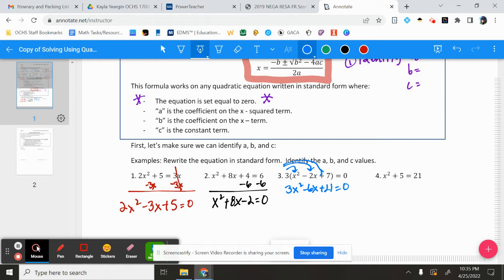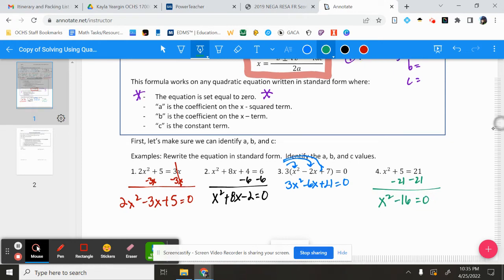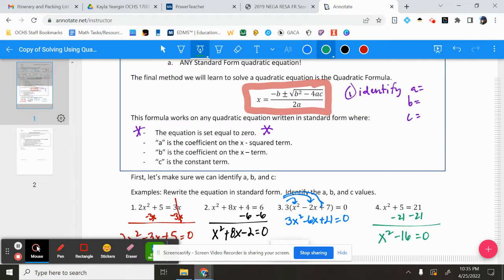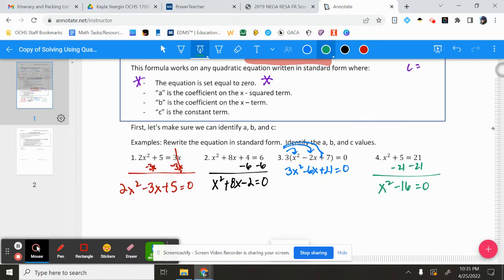Finally, for number 4, I'm trying to make this thing equal 0, which means I'm going to subtract 21 from each side. Notice that I am combining it with the other constant of 5. So I'll have x squared minus 16 equals 0. Now, as we talked about just a second ago, it is very important for us to be able to identify my a, b, and c values each time.